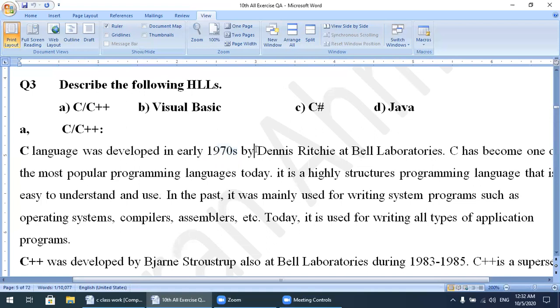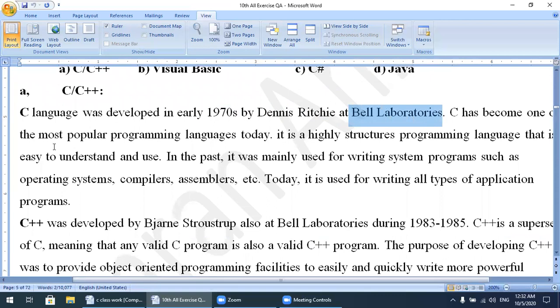Who developed the C language? The name is Dennis Ritchie. And where was it developed? At the Bell Laboratories. Okay, next, C++. First, I explained the C language, now C++.